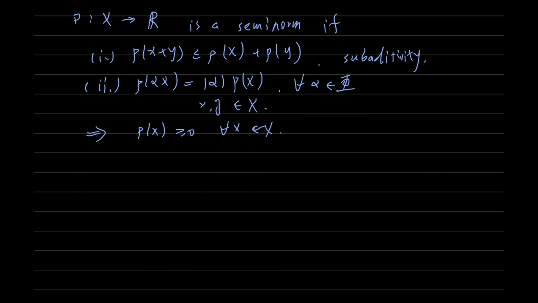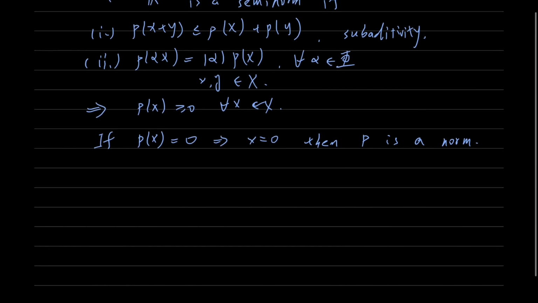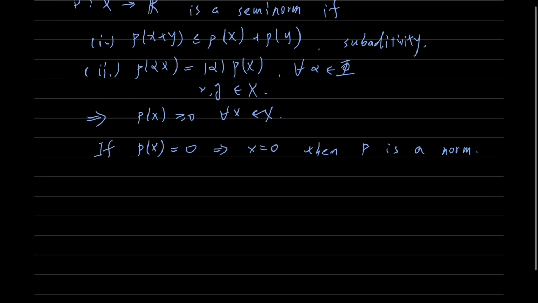So combining that it is non-negative, if a seminorm being 0 implies that x is 0, then p is actually a norm. And we'll prove the final main result of this chapter at the very end of the next video. Another way of saying that is that the null space of p is the trivial vector space.